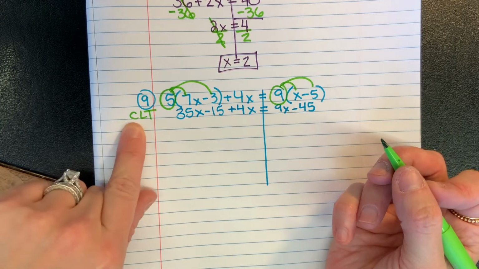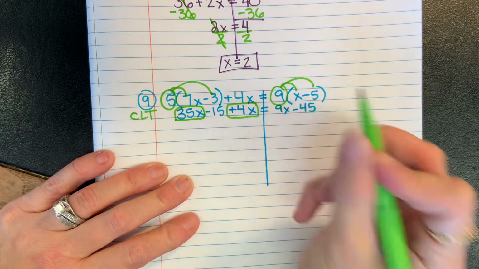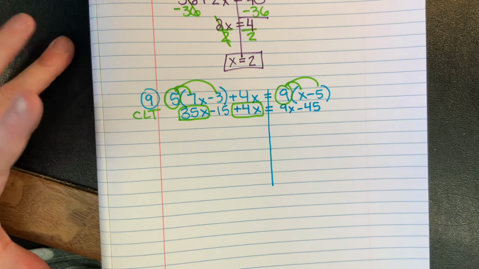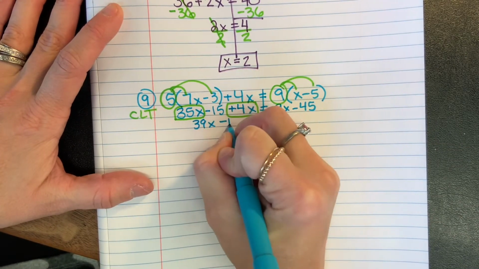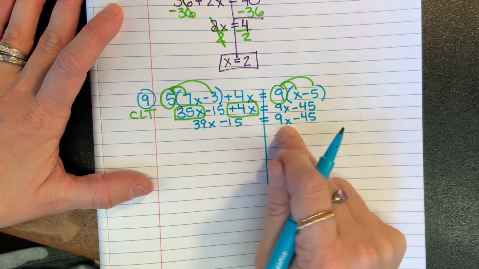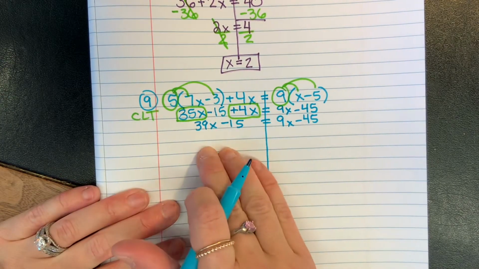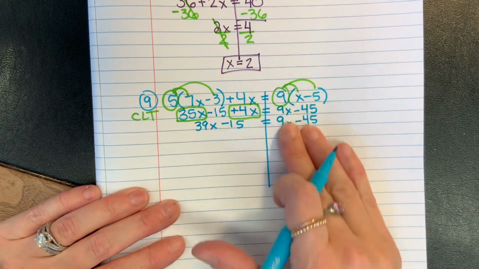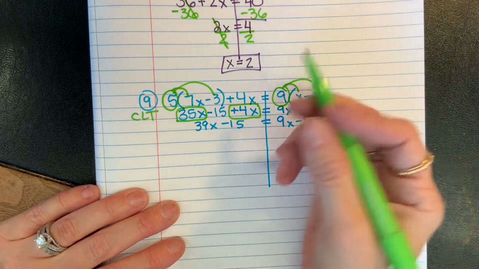Okay. On the left side, I do have terms I can put together. So CLT, combine like terms. I have a 35x and a plus 4x. Let's see, 35, 36, 37, 38, 39. So I have 39 x's now. Bring down your minus 15 equals 9x minus 45. No like terms to combine on this side. One has an x, one doesn't. Can't put those together. Now that I've completely simplified my expression on the left side and on the right side, I'm going to start moving things across the equation.